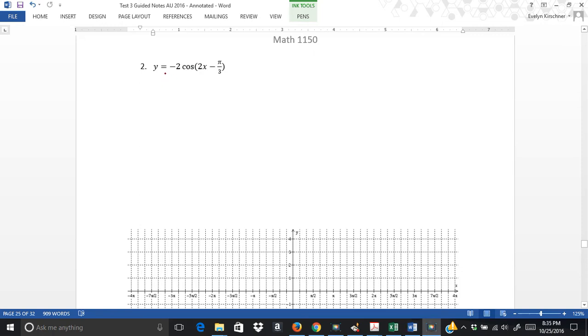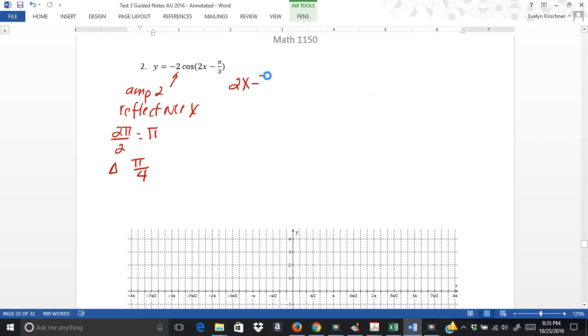All right, so I have a graph here that I'm gonna do. I have an amplitude of 2. I know that it's going to reflect over x. I know that my period is 2 pi divided by 2, or pi, and my delta in my period is pi over 4. So I know that my points, I have to figure out what my phase shift is.